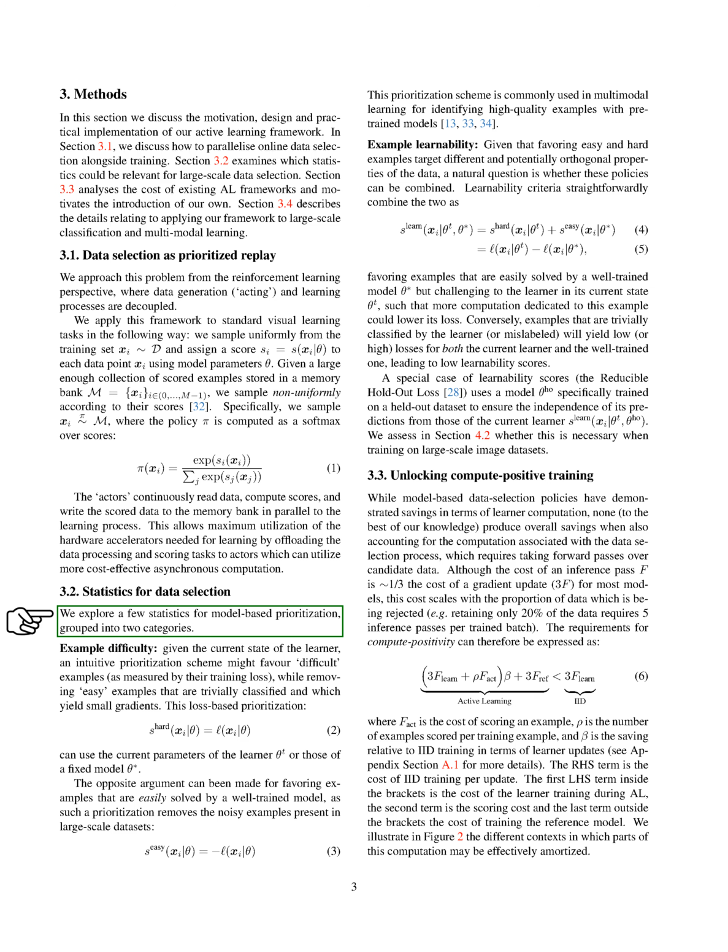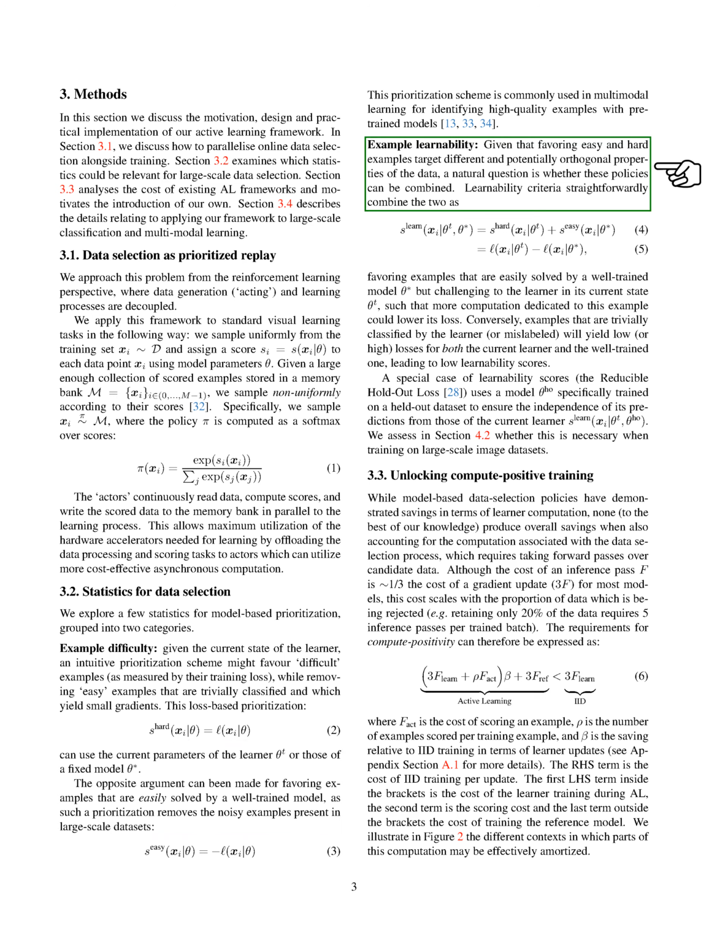We explore a few statistics for model-based prioritization, grouped into two categories. The first category is example difficulty. An intuitive prioritization scheme might favor difficult examples, as measured by their training loss, while removing easy examples that are trivially classified and which yield small gradients. This loss-based prioritization can use the current parameters of the learner or those of a fixed model. The opposite argument can be made for favoring examples that are easily solved by a well-trained model, as such a prioritization removes the noisy examples present in large-scale datasets.